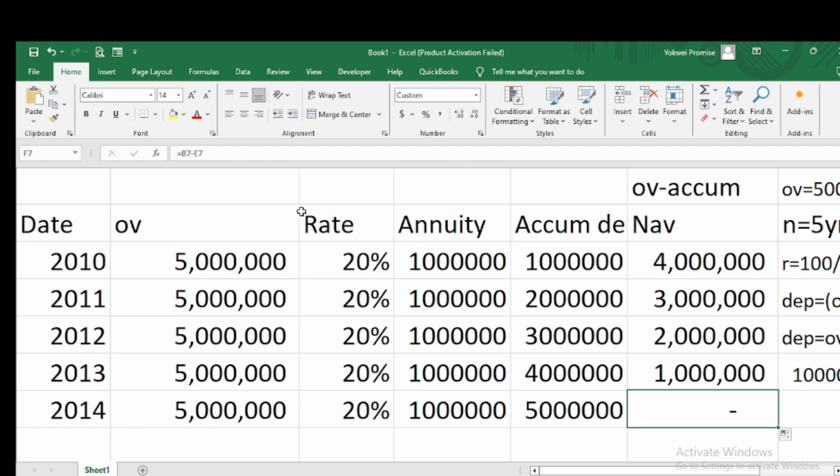The question that you can be asking yourself: what will happen if the asset is purchased in the middle of the year? How are we going to determine the depreciation of that asset? For that year, it's going to differ as well.